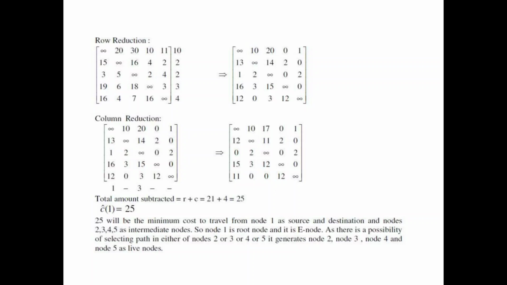Second row, the least cost value is nothing but 2. That is 15 minus 2, 13. Next one, infinity. 16 minus 2, that is 14. 4 minus 2, 2. Next one, 2 minus 2, 0. Like this. Next, the third row is also not having 0.